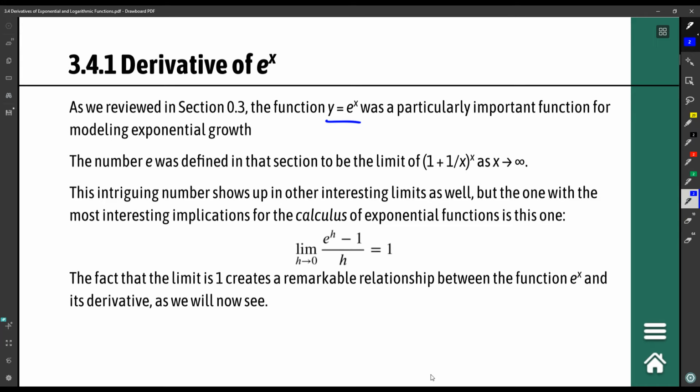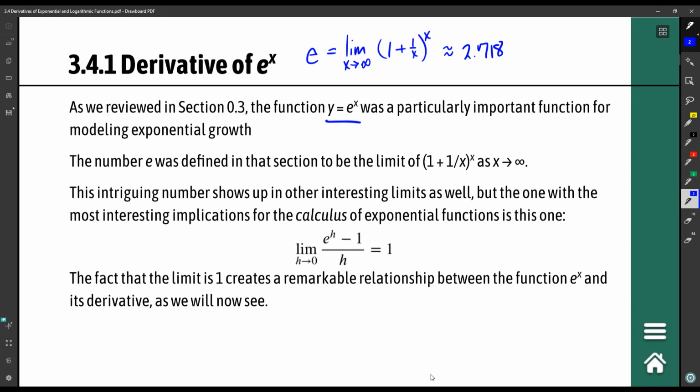We defined it as a limit of 1 plus 1 over x to the power of x as x went to infinity. In other words, e was equal to the limit as x approached infinity of (1 plus 1 over x) to the power of x. And this is approximately 2.718. It is a number that goes on to infinity as far as its decimal places go, but 2.718 is about all we'll ever need.